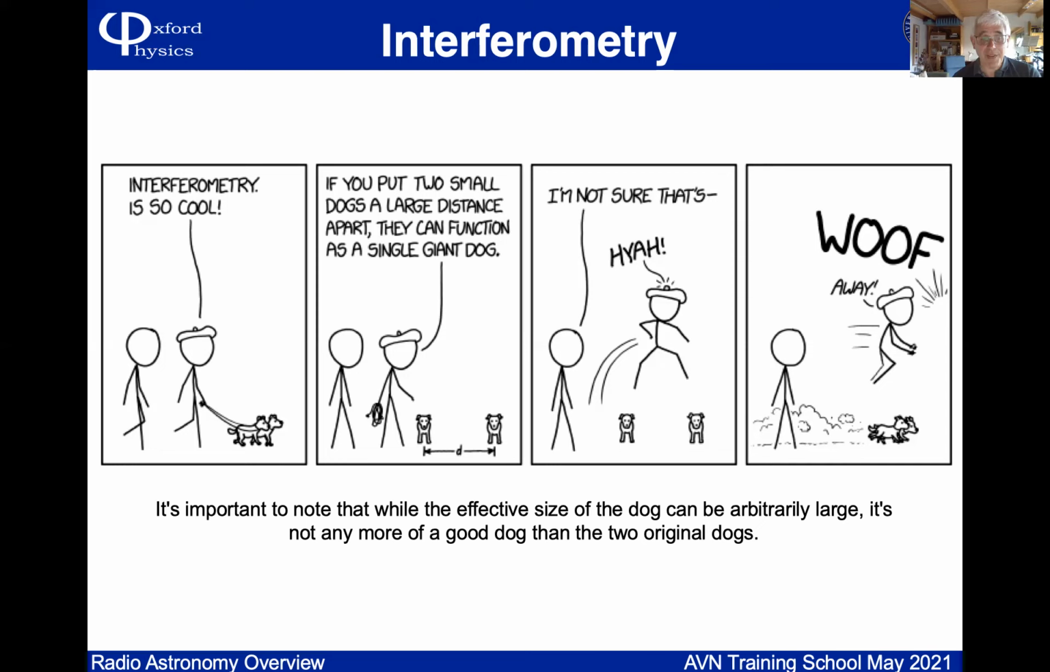And essentially, the caption to this cartoon is actually a very important statement about interferometers, but disguised into talking about dogs, because it is important to remember that although the effective size of the telescope can be arbitrarily large, it's not any more sensitive than the original two antennas. So the sensitivity depends on the actual amount of collecting area you've got, whereas the resolution depends on how far apart you put those antennas.